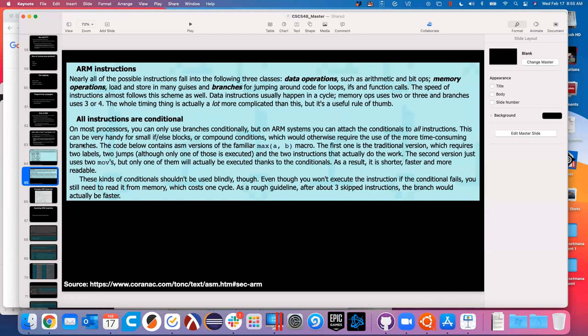So one thing for us to just say from this particular slide, and I'm not going to spend very much time on this, is this one statement right here. All instructions are conditional in ARM. We'll see this through an example. The conditions, the branch statements, are built into the instructions.